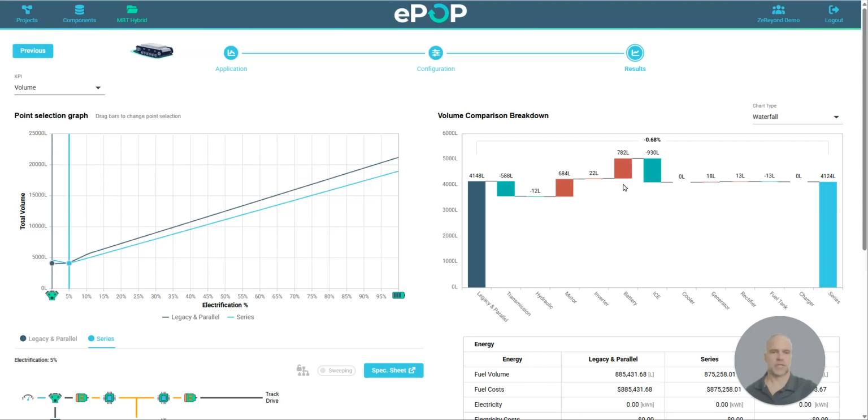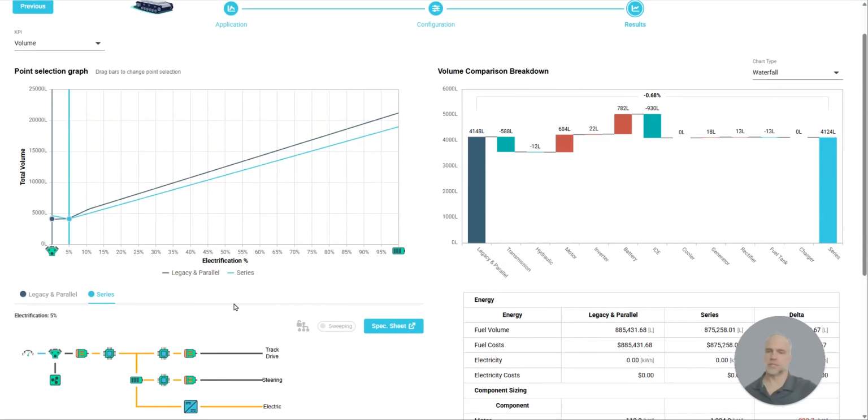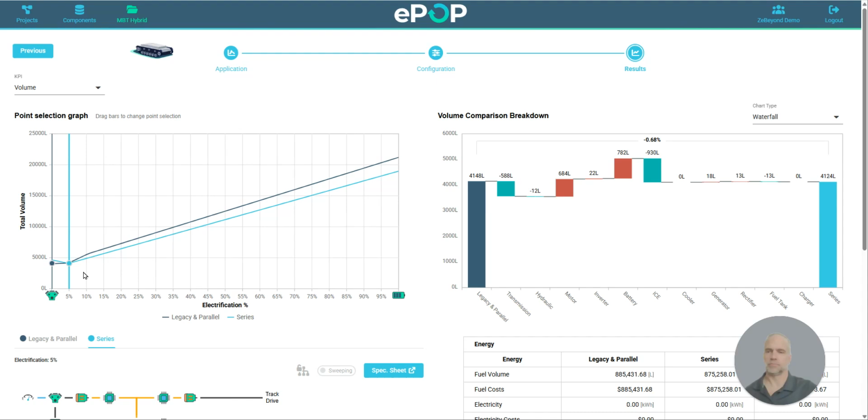So increasing the electrification here, you're able to downsize the ICE and actually achieve the same fuel economy, not really changing the tank size that much, 13 liters, which is negligible in this case. But this is able to achieve the 100 kilowatt electric power load. So it's nice to know what the trade-off is between the two architectures.